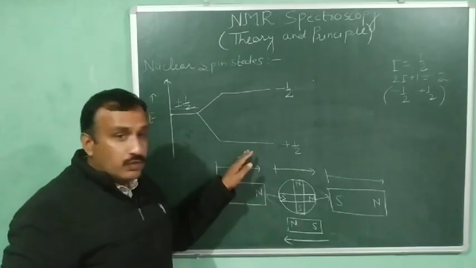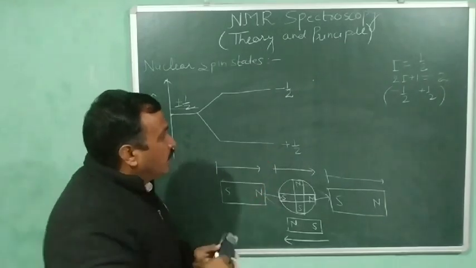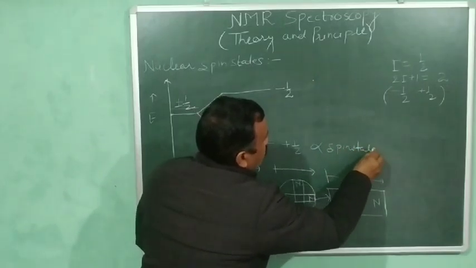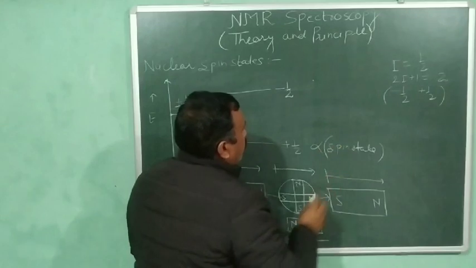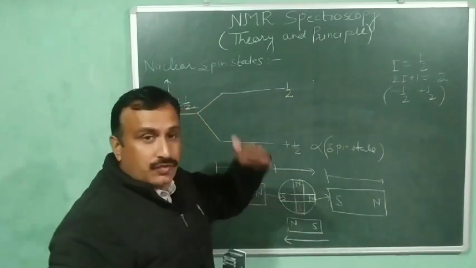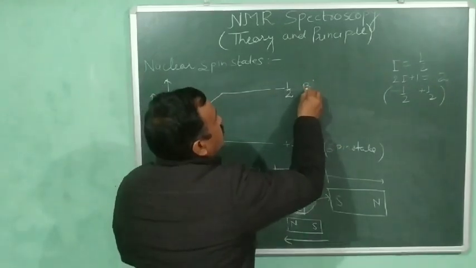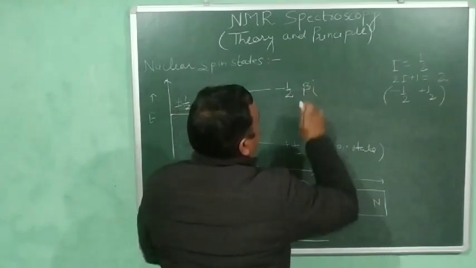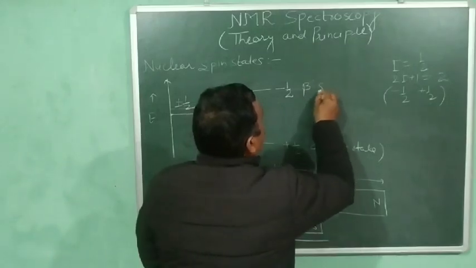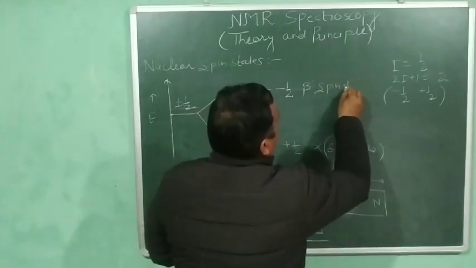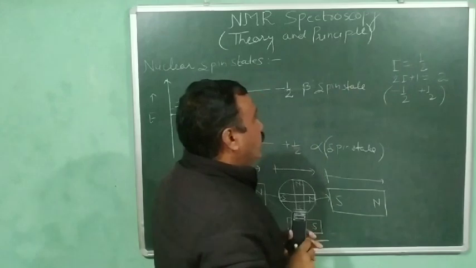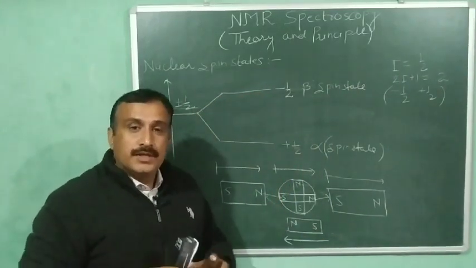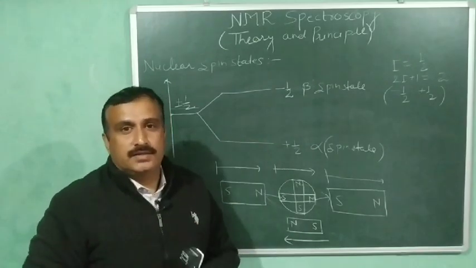One is of lower energy, represented by +1/2, and it is also called the alpha spin state. And another state is of higher energy, and it is written as the beta spin state. In this way, the degeneracy of these two nucleus spin states is lifted in the presence of the external magnetic field.